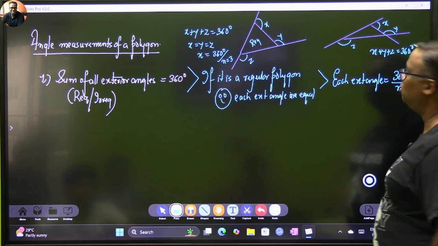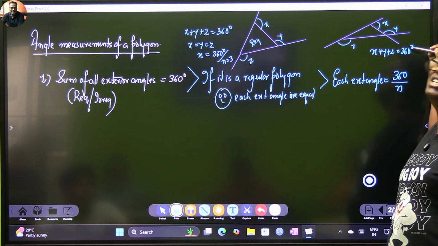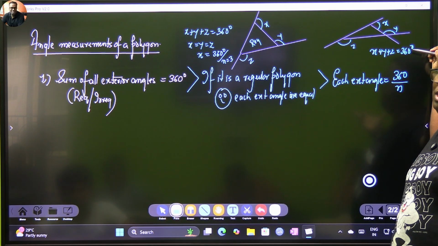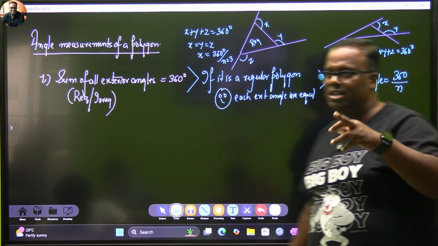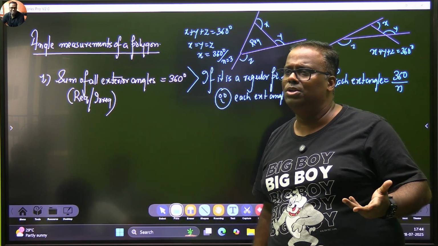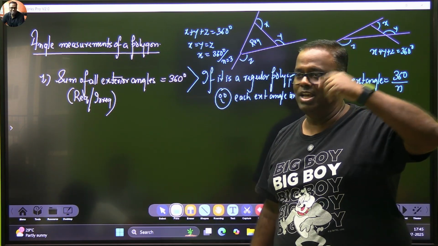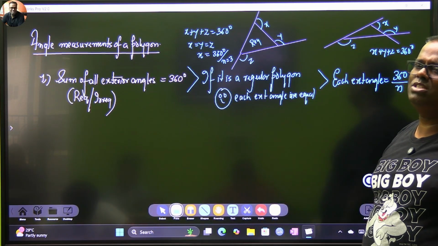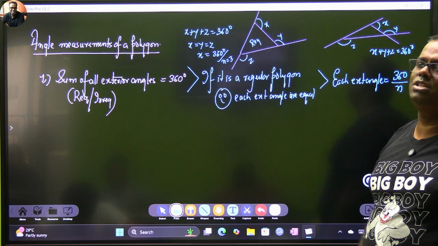You can't apply that analogy here because the sides are not equal, so the angles will never be equal. So if you are irregular, the maximum you can find out is the sum, and that we all know. Now start thinking. In an examination, they will not try to give you an irregular polygon, because in an irregular one everybody knows that the sum is 360.